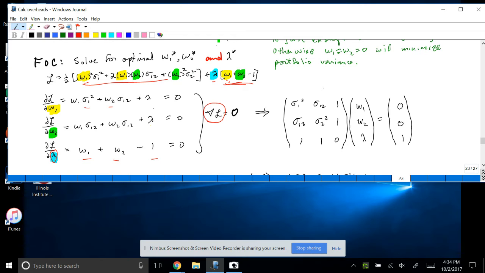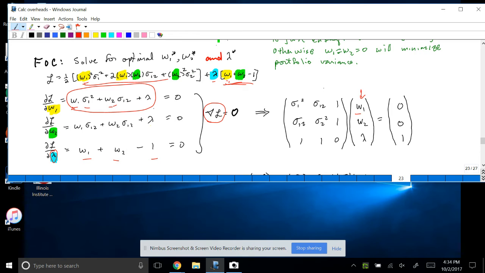Okay, so one thing we can do is, I guess what we're trying to solve for is W1, W2, and lambda. So we can factor out the W1, W2, and lambda.